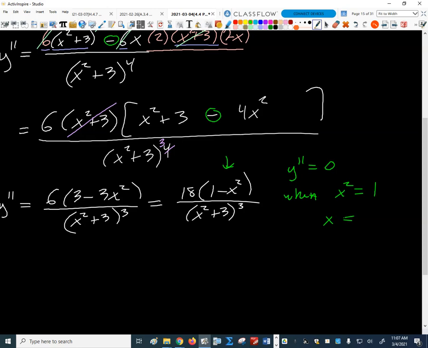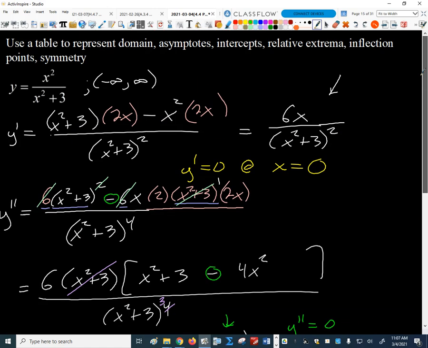Okay, good. I'm seeing plus or minus 1. Okay, so we got a bunch of critical numbers. What else could we do here? Well, let's look at this rational function and see if we can do some asymptotes on this also.